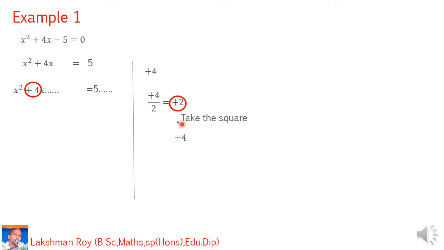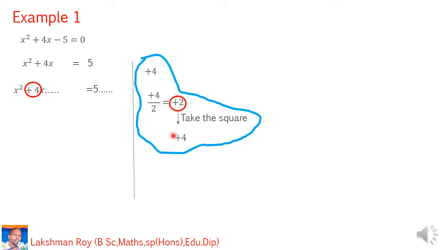Small step, right? This is the number you have to add. You can do this part on a separate paper. Then you add this positive 4 to the left side and the right side. Now the left hand side becomes x square plus 4x plus 4, and the right hand side 5 plus 4 is 9.